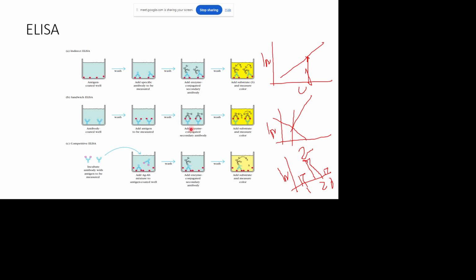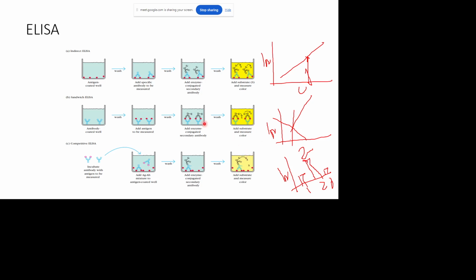And then after washing you will add the secondary antibody. Now the difference here is that in indirect ELISA the secondary antibody was binding to the Fc region of the primary antibody, but in sandwich ELISA the secondary antibody will be bound to the antigen which is already bound with another antibody, the primary antibody, right? So this secondary antibody will be bound to the antigen which is bound to the primary antibody. Then again you will add the substrate and you will measure the color intensity, right?